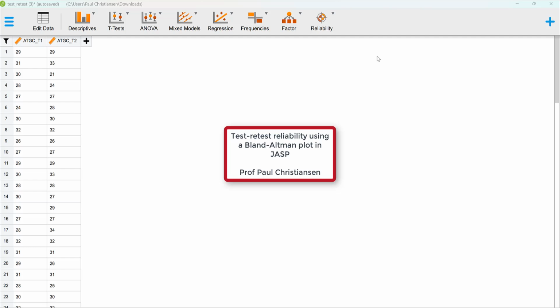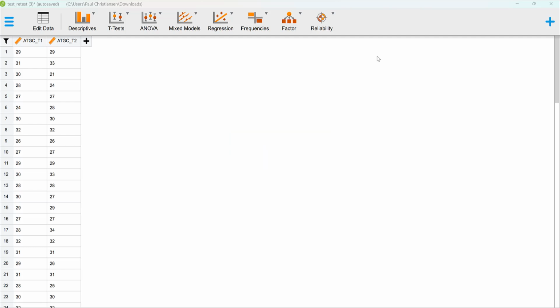In this video, I'm going to show you how you can visually represent test-retest reliability using a Bland-Altman plot. The data is the same that I used for the interclass correlation video that also looked at test-retest reliability. The two variables here represent scores on the attitude towards goat's cheese scale, goat's cheese being the greatest culinary offence of all time.